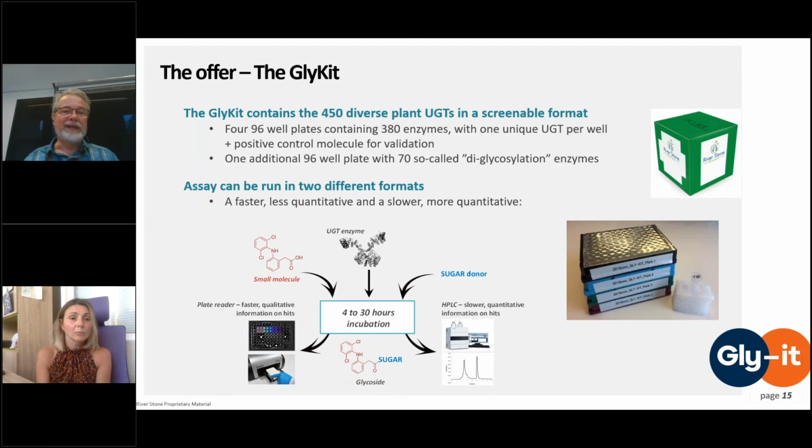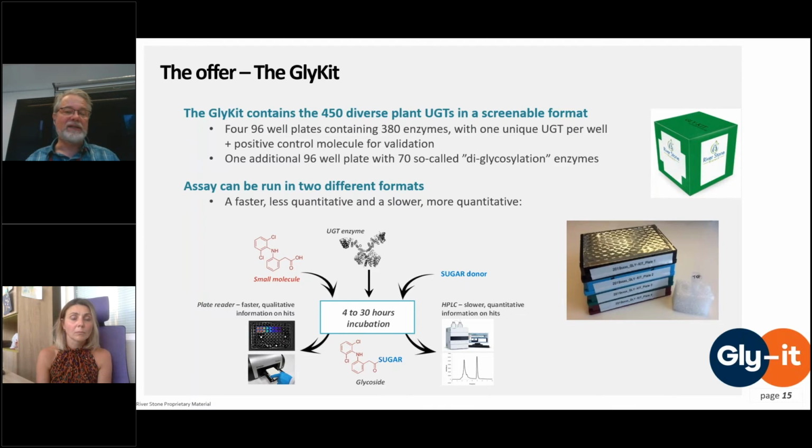So we call this the Glycate. It contains 450 enzymes in total. We have 4 96-well plates containing 380 of these enzymes, of course with 1 unique UDT enzyme per well, plus a positive control molecule for validation that nothing bad happened to the collection. Then we have 1 additional 96-well plate with 70 enzymes that are particularly likely to do di-glycosylation, so adding a sugar to a sugar already sitting on a small molecule.